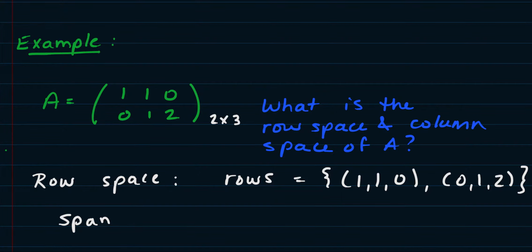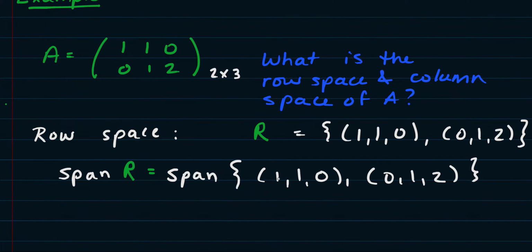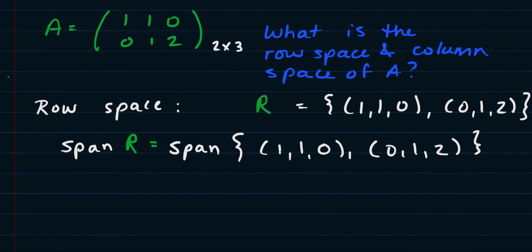So let's call these rows a set. I'm going to call it R for rows. So the span of these rows is a set of all linear combinations of these two vectors. So it's just the span of 1, 1, 0, 0, 1, 2. Now notice that these vectors are linearly independent because there's only two of them and I can't multiply one of these rows by anything to get the other. So these are linearly independent.